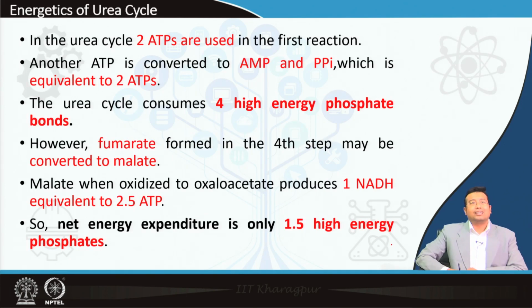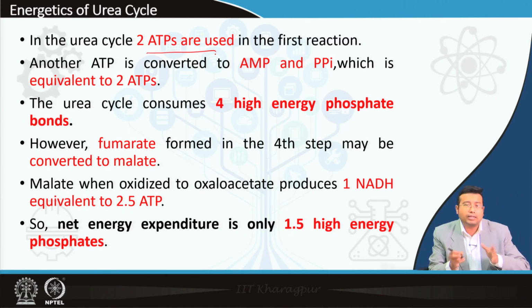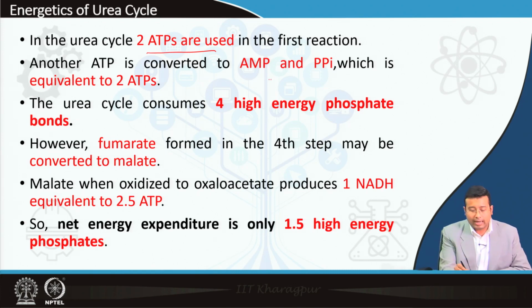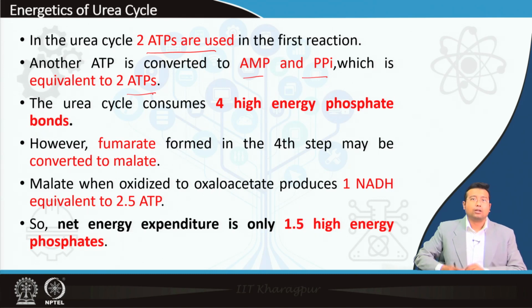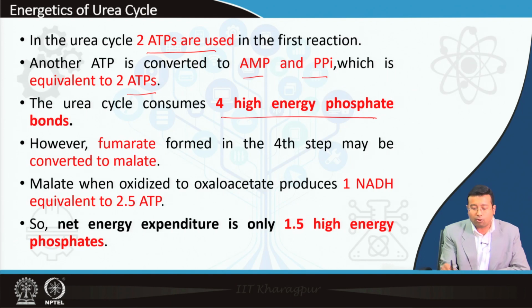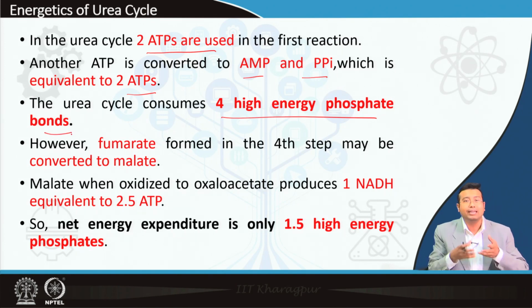If we look at the energetics of the urea cycle, in the first reaction 2 ATPs are used. Another ATP, as I have already discussed, is converted to AMP and PPi, which is also equivalent to 2 ATP. So, if we combine these two reactions, carbamyl phosphate synthetase and argininosuccinate synthetase, in the first there are 2 and in the second there are 2 equivalent. So, it gives 4 high energy phosphate bonds, or 4 ATP equivalents, consumed.